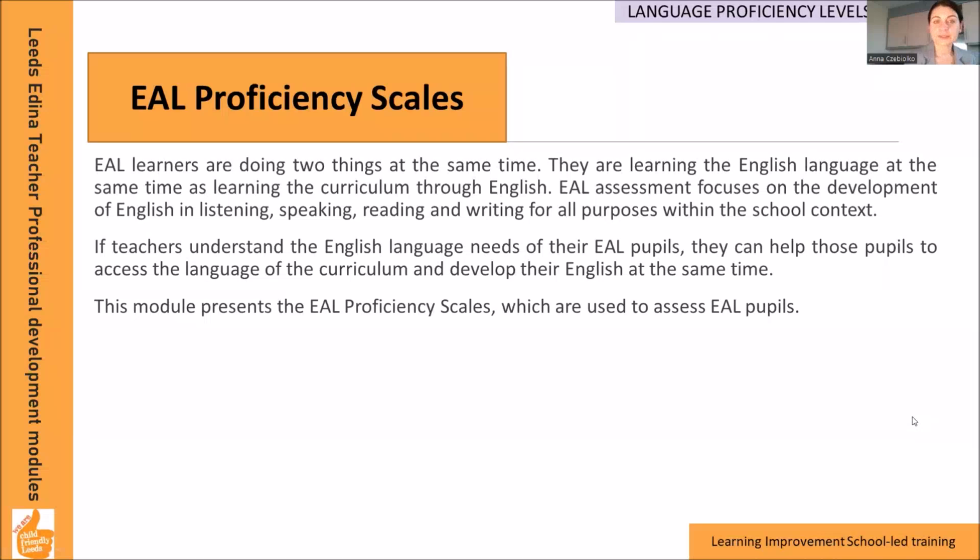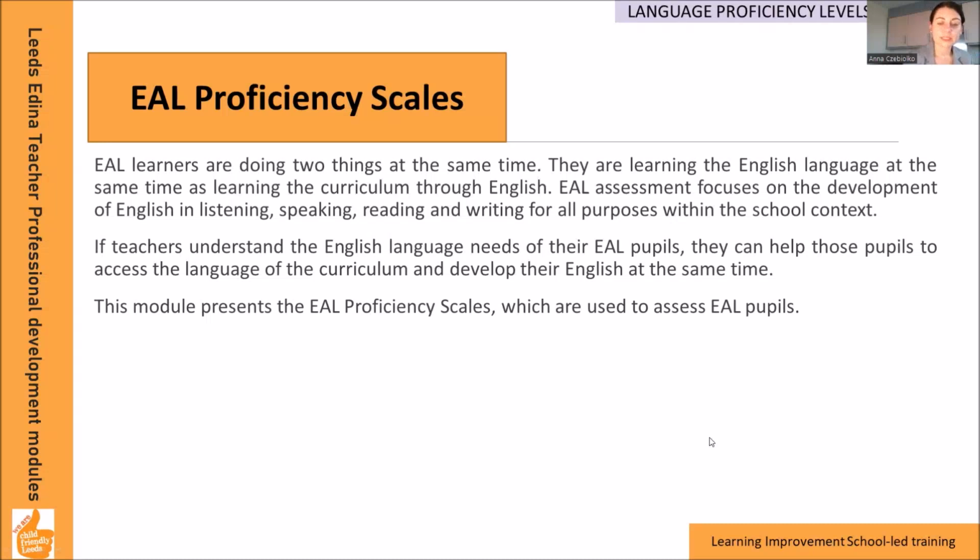EAL proficiency scales. EAL learners are doing two things at the same time. They are learning the English language at the same time as learning the curriculum through English. EAL assessment focuses on the development of English in listening, speaking, reading, and writing for all purposes within the school context. If teachers understand the English language needs of the EAL pupils, they can help those pupils to access the language of the curriculum and develop the English at the same time.